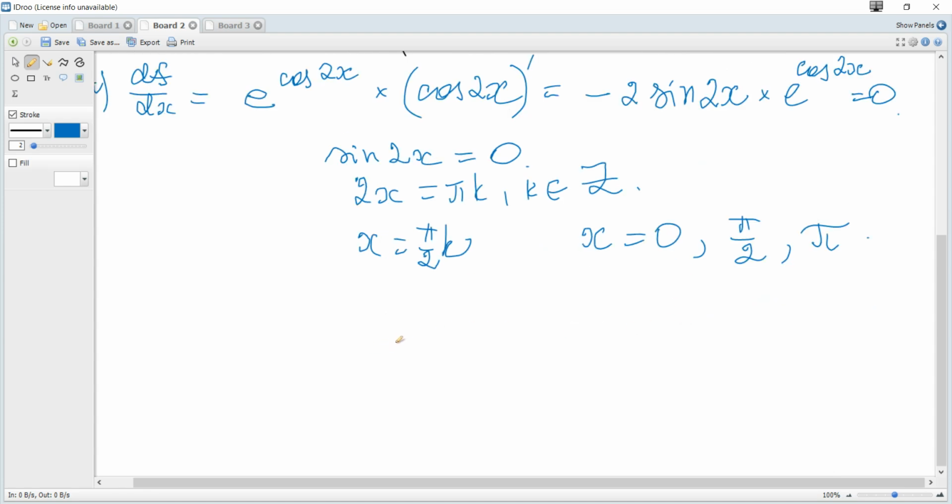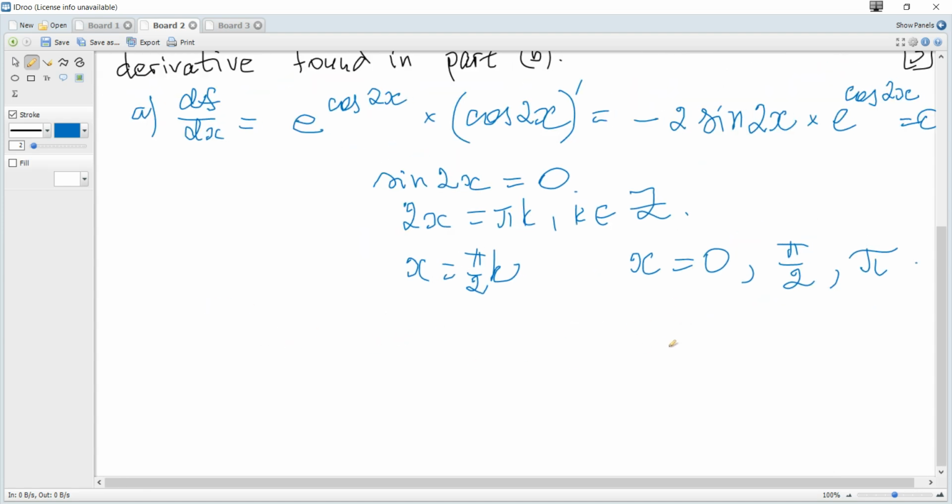So there are 3 roots, but the coordinates of the points are required, so we need y coordinates for each point. So when x is 0, or we can write just f of 0, becomes what? E to the power cosine of 0, it becomes just e. So the first point is 0, e.